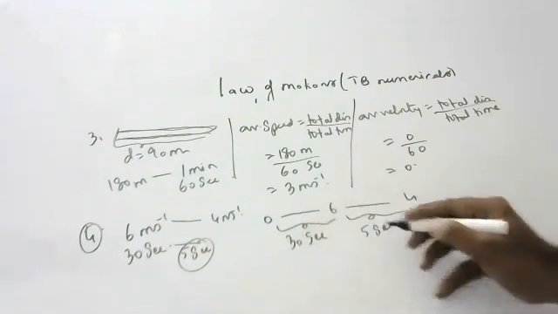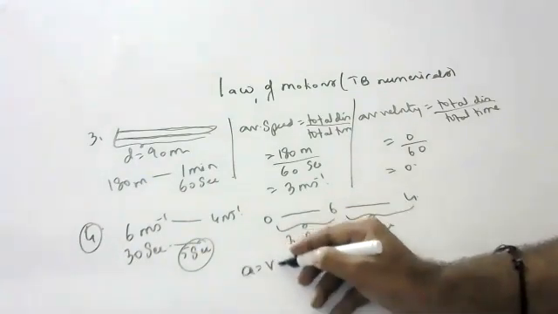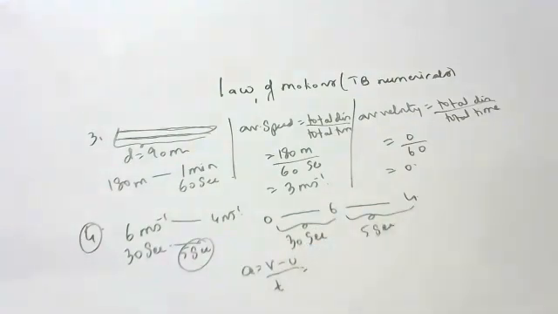Here, how much is the acceleration? Acceleration is v minus u by t. Can anyone tell? Sir, I didn't understand that 6 minus 4, sir.